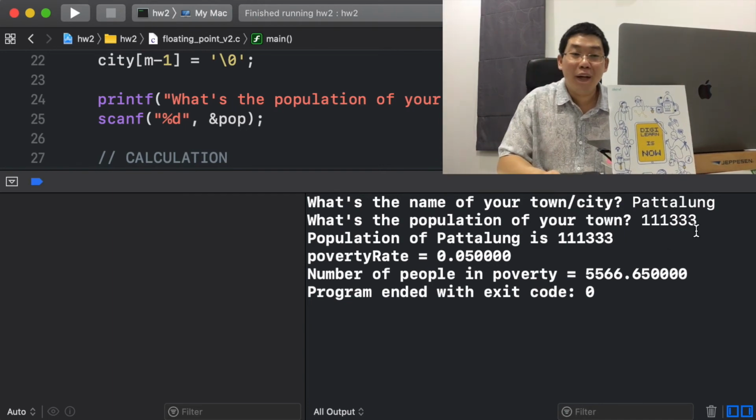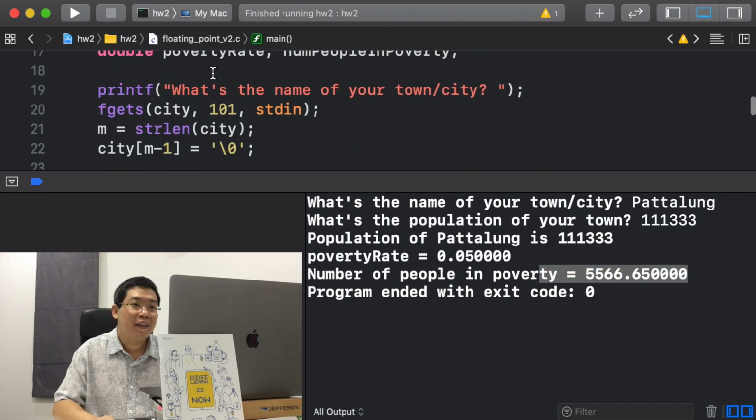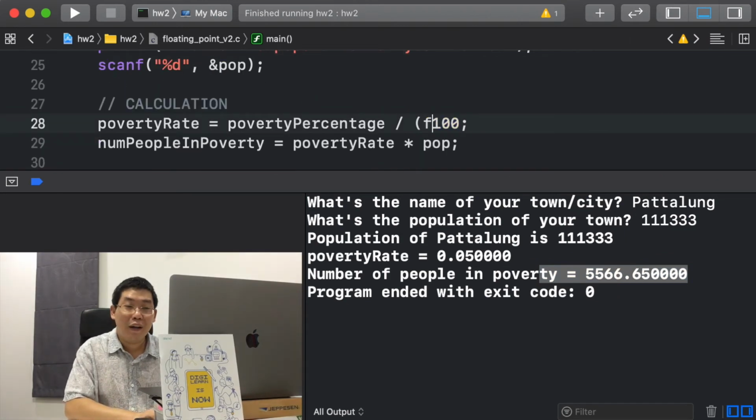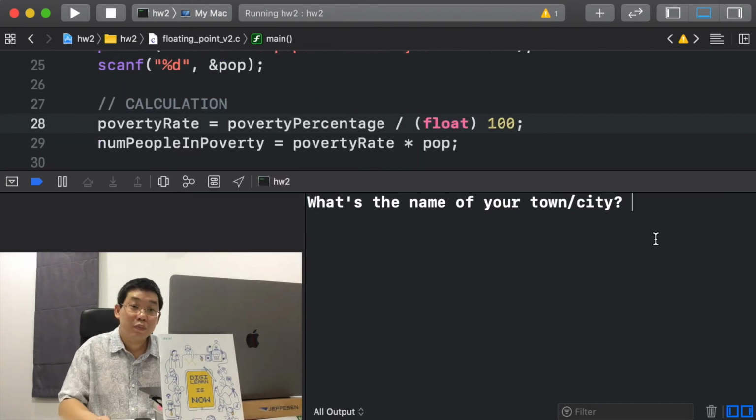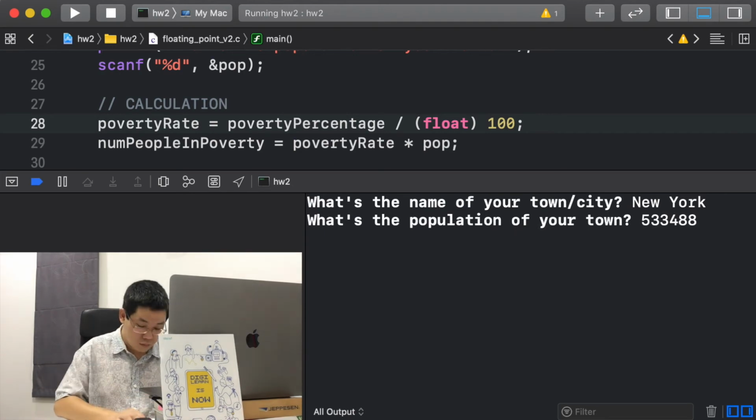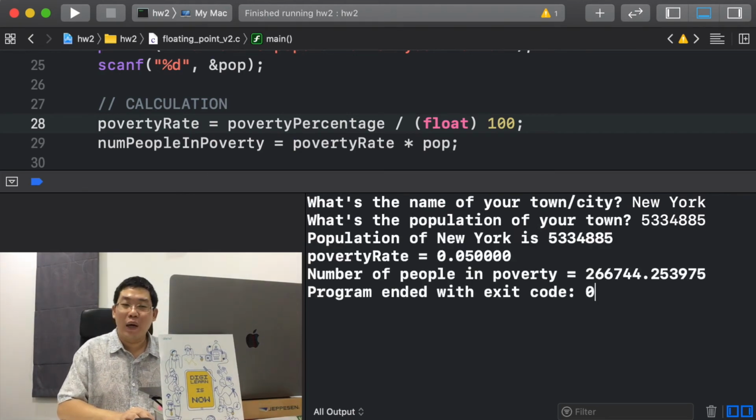You get a floating point as the answer. Let's try the other way around. Let's typecast the 100 to float. That's correct as well. And now it looks almost perfect, except that I think we get too many decimal places here, don't you think? We just need maybe just 2 places. How do we do that? We change the format string.